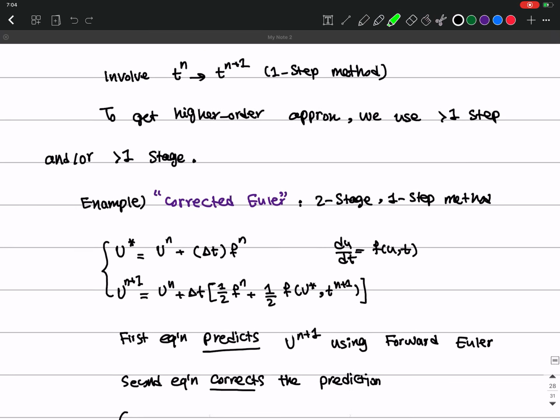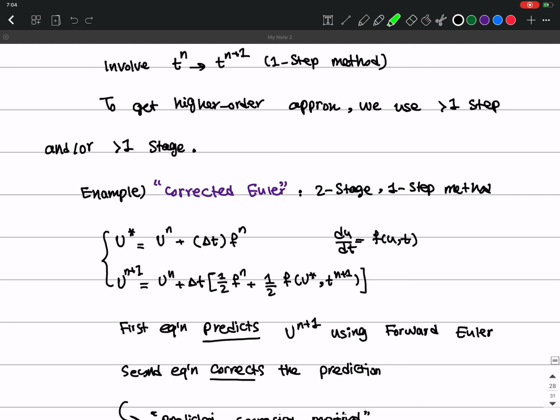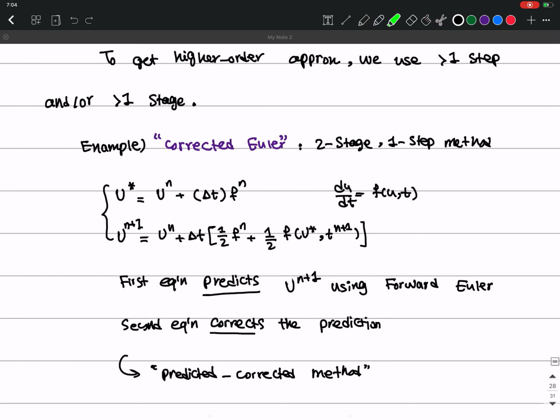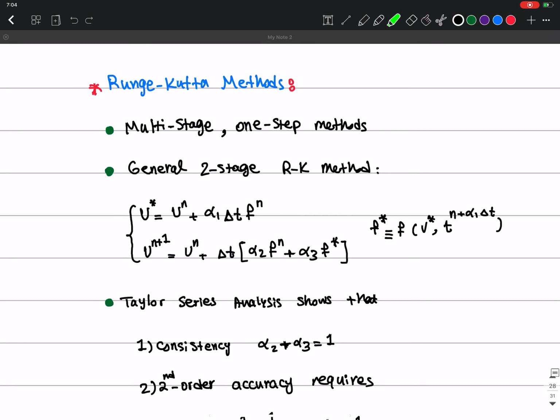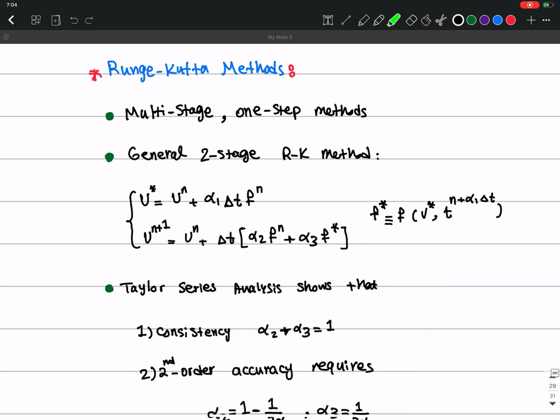And then we started talking about Euler method in general. We showed the corrected Euler method, which is a two-stage, one-step method. The first step predicts u n plus 1 using forward Euler. And then the second step corrects that prediction. So it is also called the predictor-corrector method, okay? Then we talked about Runge Kutta methods, which are general multi-stage one-step methods.